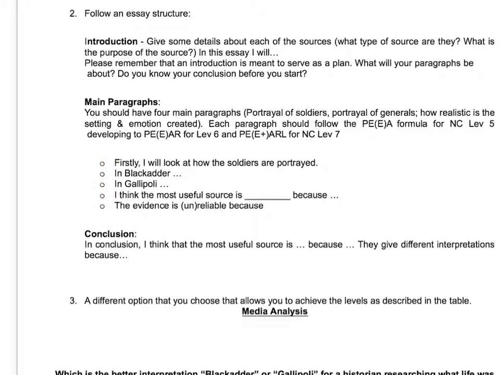Here are the headings that you need to consider as you work your way through to provide some more structure to eventually arrive at a conclusion at the end.